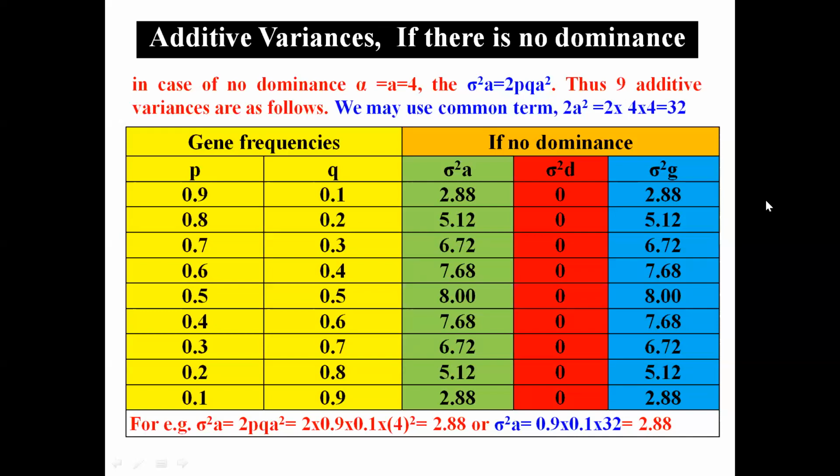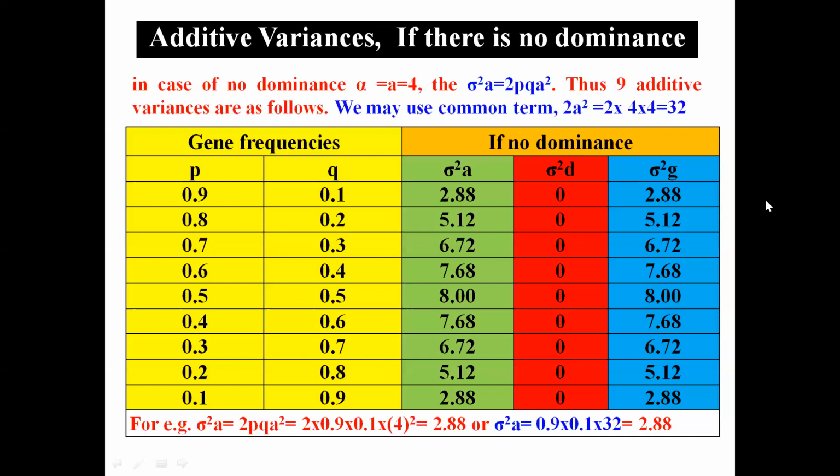And dominance variance will be 0 in each case. So genotypic variance will be equal to additive variance. How this is derived, you may also know. I have given one example of serial number 1, that is sigma square A is equal to 2pq a square. Here 2 multiplied by 0.9 into 0.1 into 4 square, because a is equal to 4, and we will get the value 2.88.